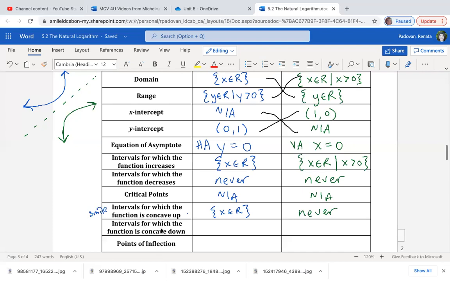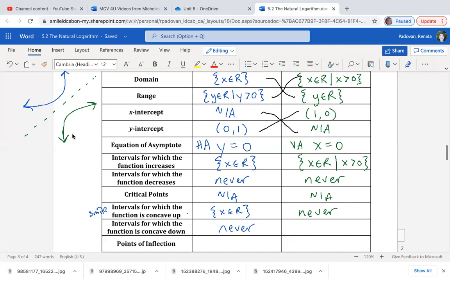Intervals, so here we go. Intervals for which the function is concave down. Because this is consistently concave up, it's all a smile, then it's never concave down. And for the inverse function, this is always concave down.